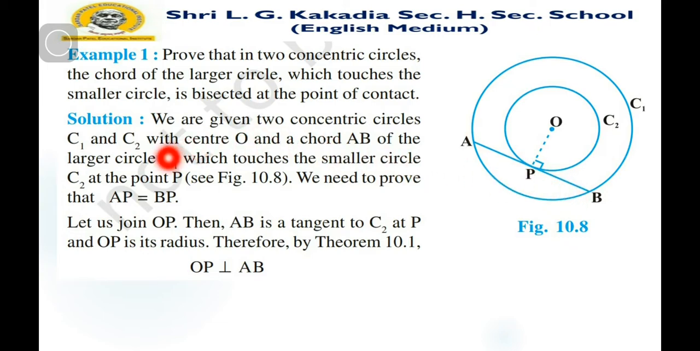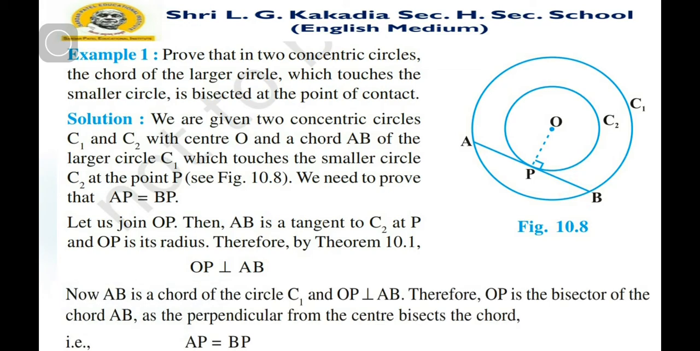We are given two concentric circles C1 and C2 with center O and chord AB of the large circle C1 which touches the smaller circle C2 at the point P. We need to prove that AP is equal to PB. Let us join OP. AB is a tangent to C2 at P, as you can see from the figure, and OP is its radius. Therefore, by theorem number 10.1, OP is perpendicular to AB.